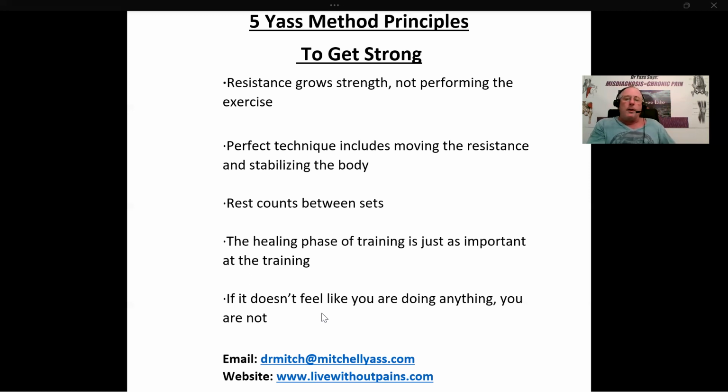So, all right, this is the five Yass principles for getting stronger, improving strength and improving muscle mass, reducing symptoms and improving function.